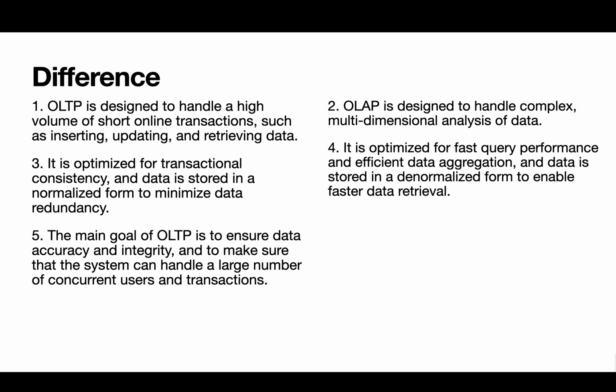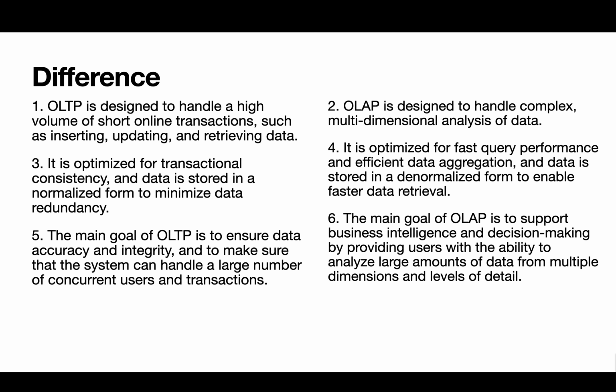5. The main goal of OLTP is to ensure data accuracy and integrity, and to make sure that the system can handle a large number of concurrent users and transactions. 6. The main goal of OLAP is to support business intelligence and decision-making by providing users with the ability to analyze large amounts of data from multiple dimensions and levels of detail.